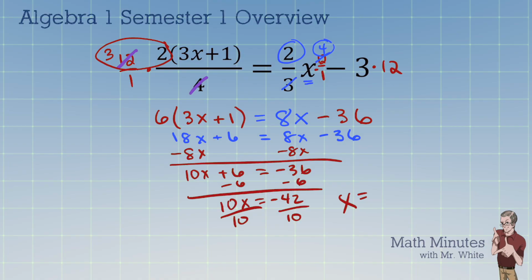Now, this is a fraction where both the numerator and the denominator are divisible by 2, so it's called reducing the fraction. So we get negative 21 over 5. And that would be the best way to write this answer. Or, of course, you could write negative 4 1/5.